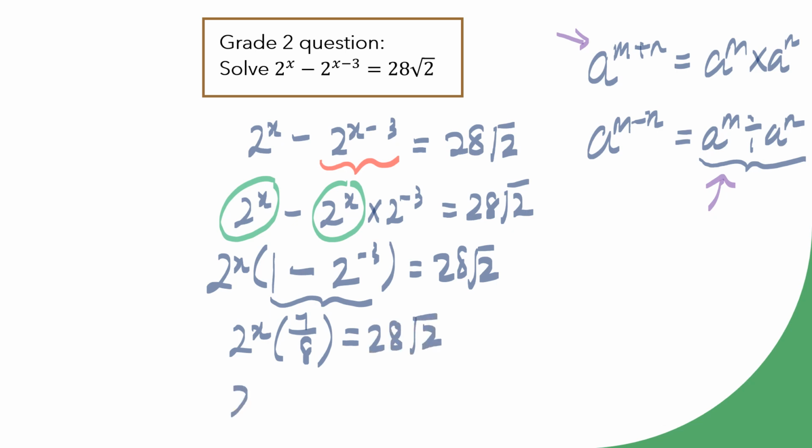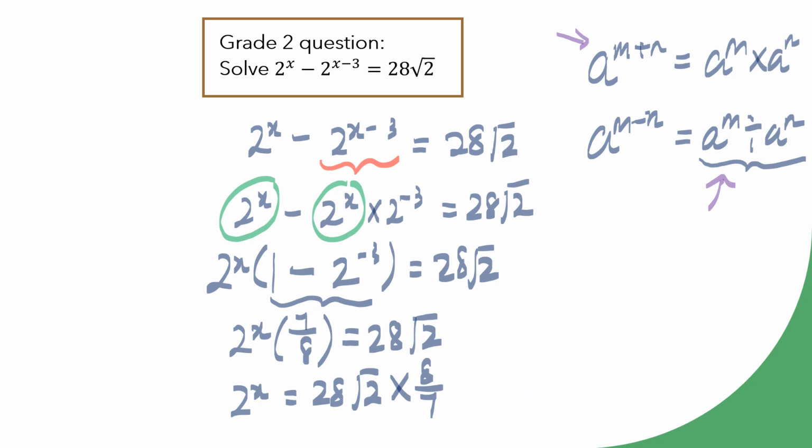Okay, so 2 to the power x will be equal to 28 square root 2 divided by 7/8. So you change the division sign to times, will be times 8/7. Right, and then if you simplify further, that will give you 32 square root 2. Okay, if you don't quite get why you get 32 square root 2, let me show you.